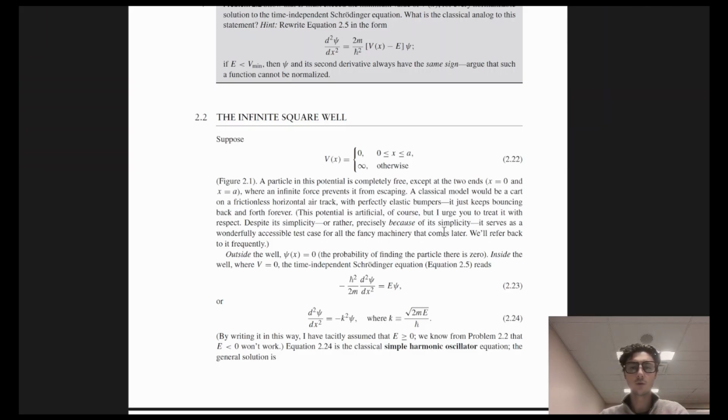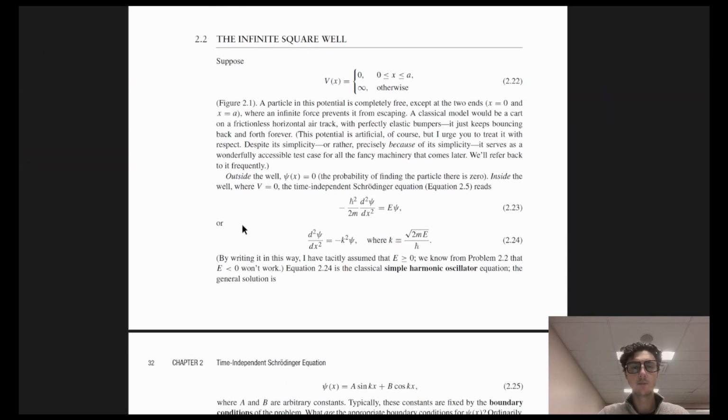This potential is artificial, of course, but I urge you to treat it with respect despite its simplicity, or rather precisely because of its simplicity. It serves as a wonderfully accessible test case for all the fancy machinery that comes later. We'll refer back to it frequently. So this is one of the simplest models in which you can solve the Schrodinger equation, but you should still respect it because it gives you a lot of interesting properties of quantum mechanics that will come up later.